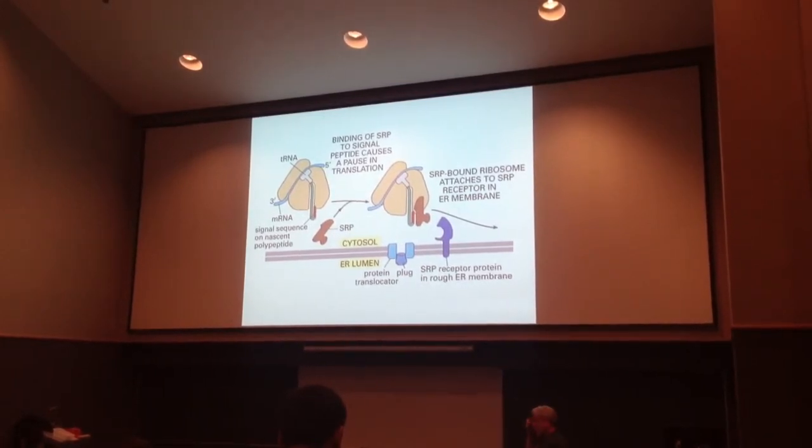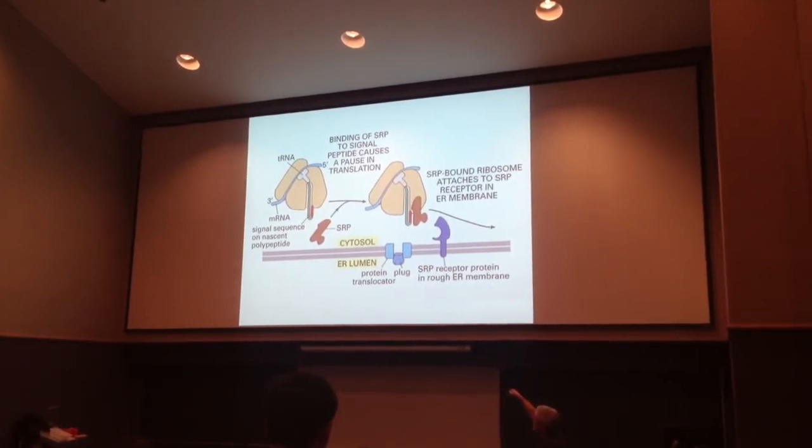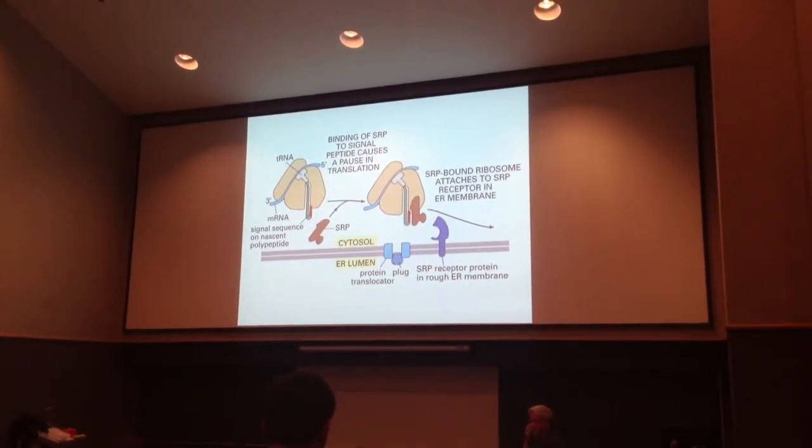So when the SRP attaches to the nascent peptide, this is a nascent peptide being synthesized, when it attaches to that signal sequence, protein synthesis stops. Why does it stop? You can tell me why it stops. Well, go ahead. The protein can't come out anymore? So it can't come out anymore? That's right. So why don't you want it to come out anymore of that ribosome?